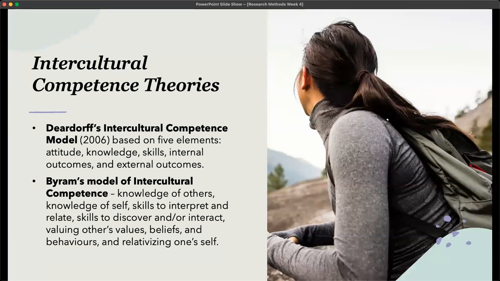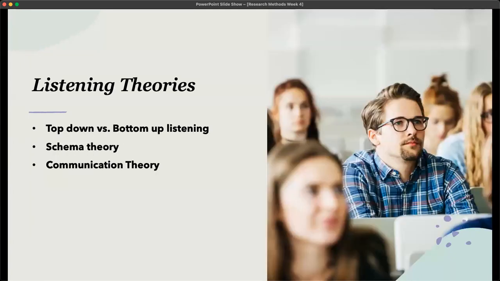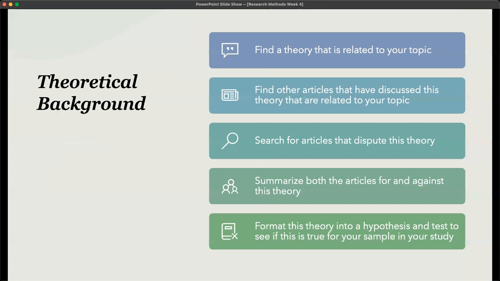Intercultural competence theories. The two most common are Deardorff's intercultural competence model based on 5 elements: attitude, knowledge, skills, internal outcomes, and external outcomes, and Byram's model of intercultural competence: knowledge of others, knowledge of self, skills to interpret and relate, skills to discover and/or interact, valuing others' values, beliefs, and behaviors, and relativizing oneself. Okay, listening theories. We've got the top-down versus bottom-up, schema theory and communication theory.